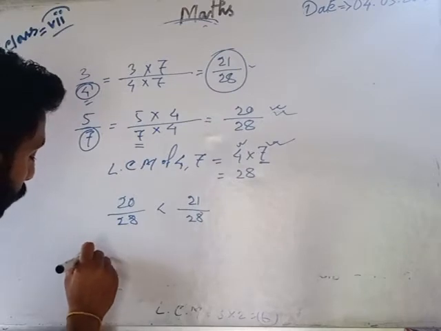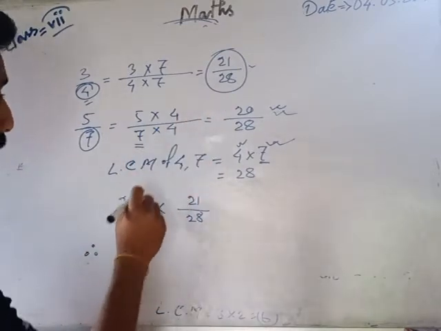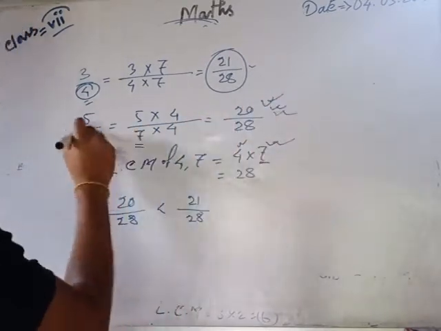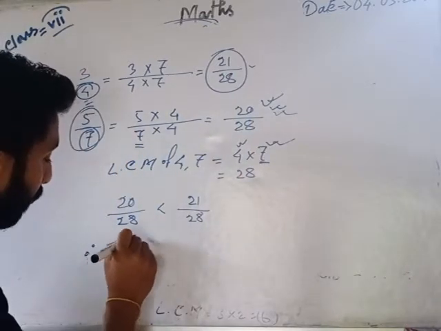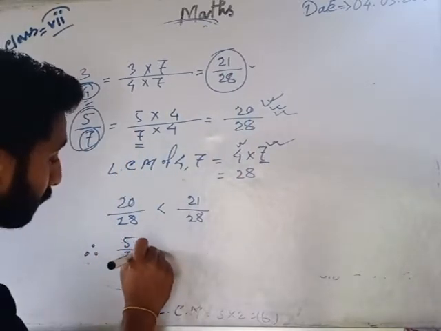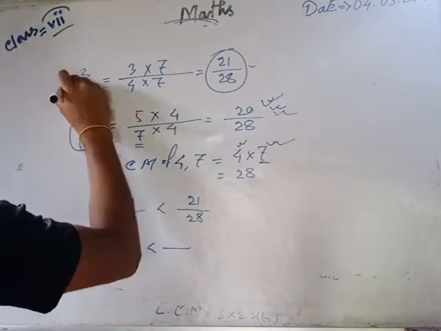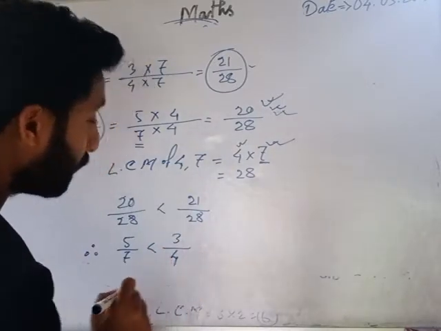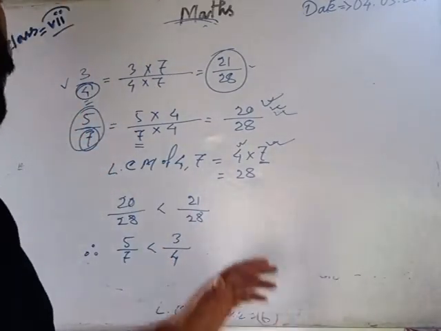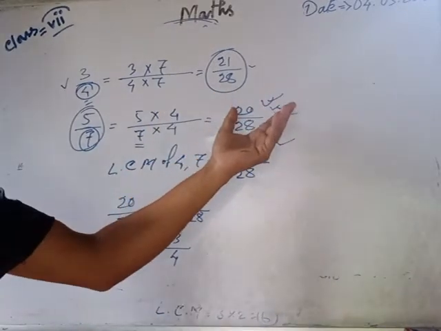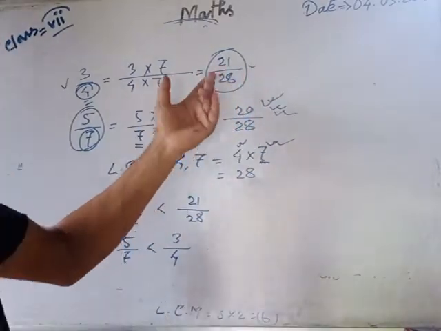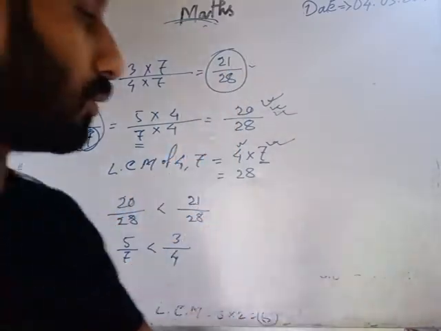After that, if it is 20 by 28, that means it is the same or equivalent fraction. 3 by 4 we should write here. That is the answer for ascending order. If it is descending order, at that time you should write the greatest number at first. After that, we should go to the smallest number.